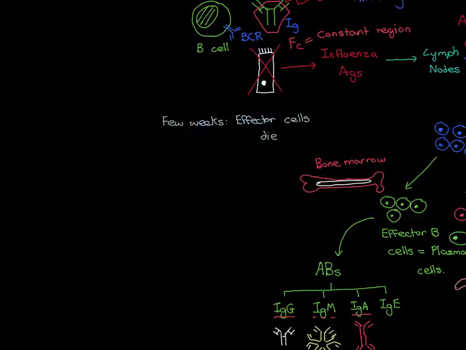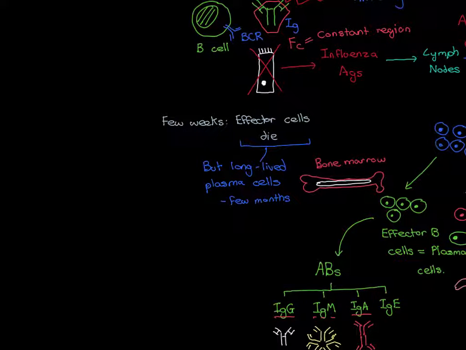Now, the exception to that is some of the plasma cells live longer. So you do have some long-lived plasma cells. However, they do not live that long. They might last for a few months rather than a few weeks. So long-lived plasma cells, I'll put here a few months, and these will remain in the bone marrow producing antibodies which they'll be putting into the bloodstream.